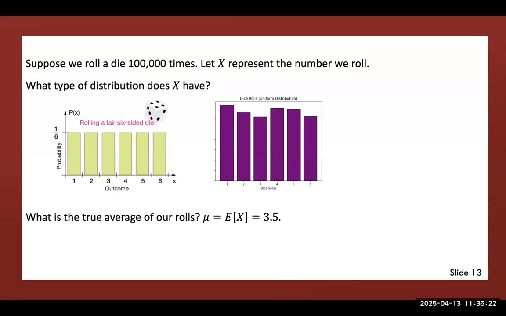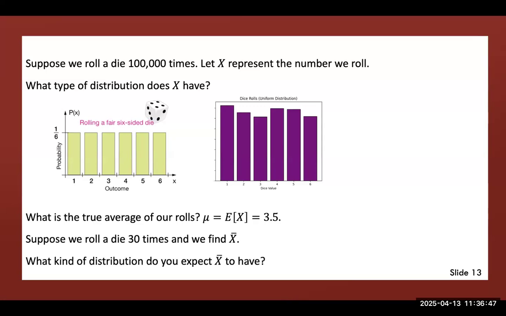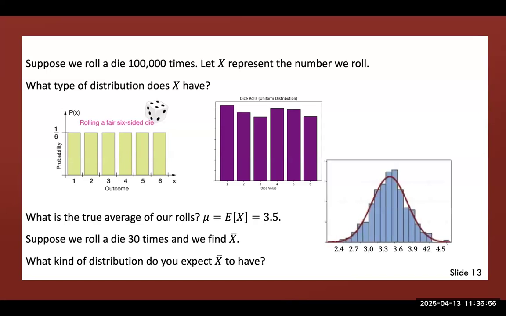Now, what is the average of our rolls? If we roll a die 100,000 times, the average should be about 3.5, which is the theoretical average, the expected value. But let's say we roll a die 30 times, and we find the average of those 30 rolls. What kind of distribution do you expect x bar to have? Will it be uniform? No, the central limit theorem tells us it's going to look like a normal distribution.